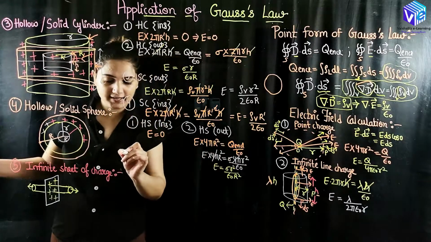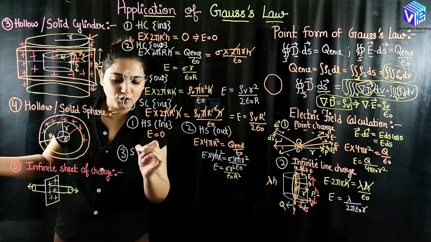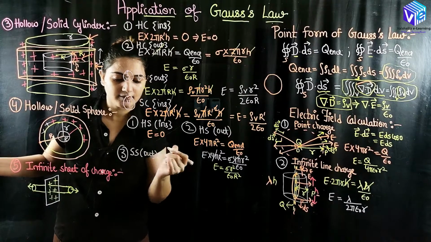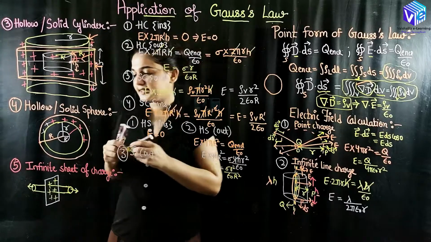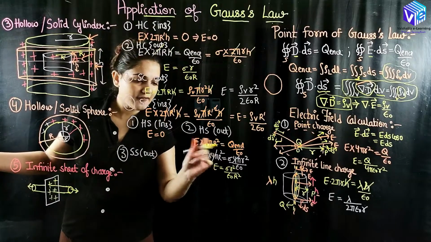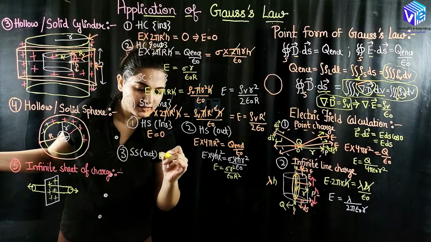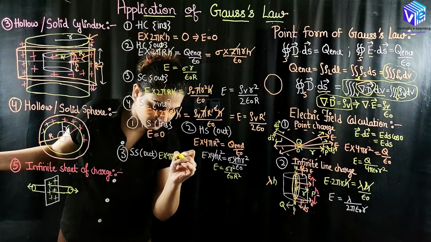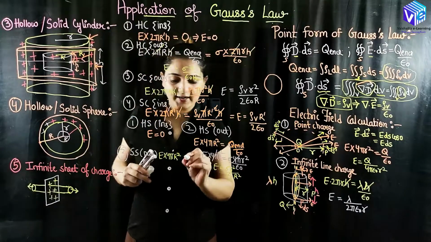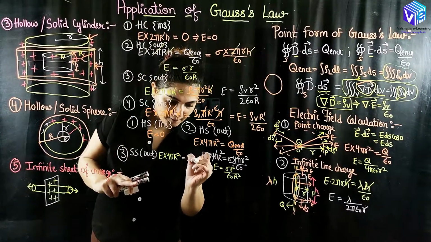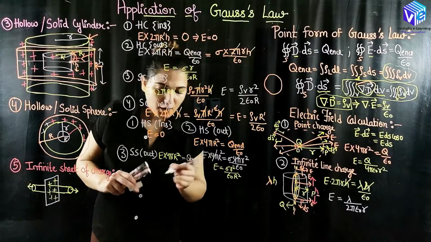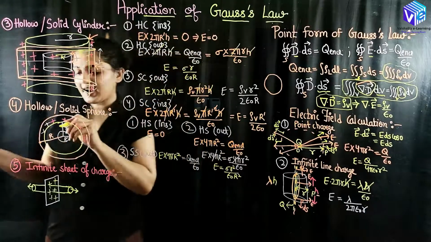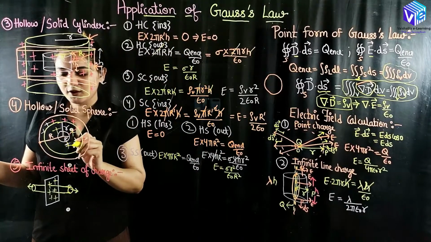Now coming to the third case, now I am considering the solid sphere and I am taking the outside case. Okay, so when I am taking the outside case, here again I will be having the same parameter, E into 4 pi r square. So now I will be equating it to the Q enclosed upon epsilon naught. Now I have to find out the charge enclosed. So if I have the solid sphere, the charge is distributed over the volume of the solid sphere.